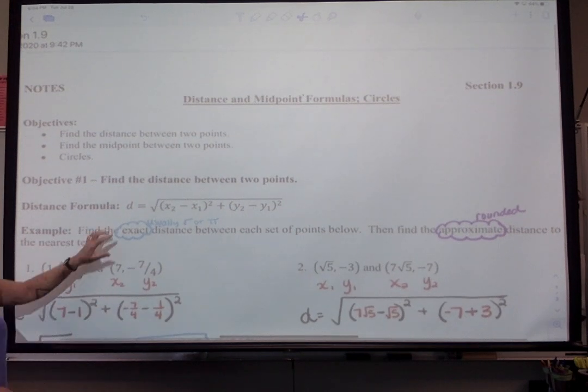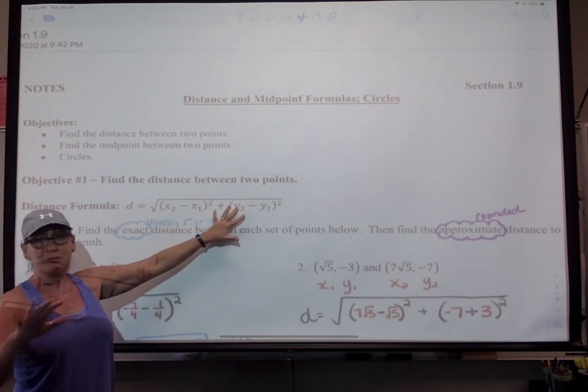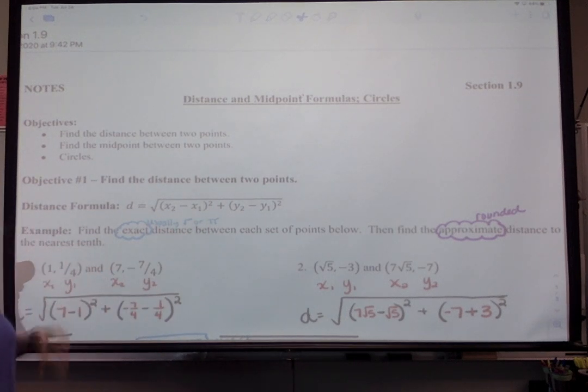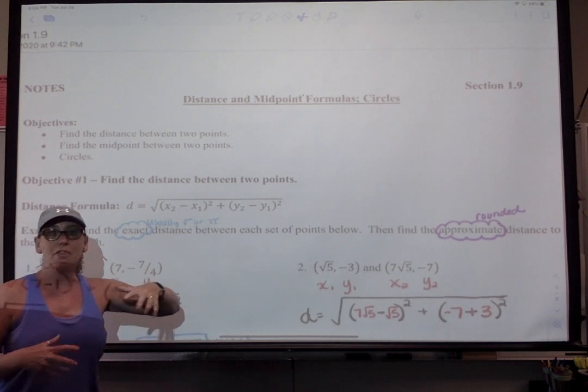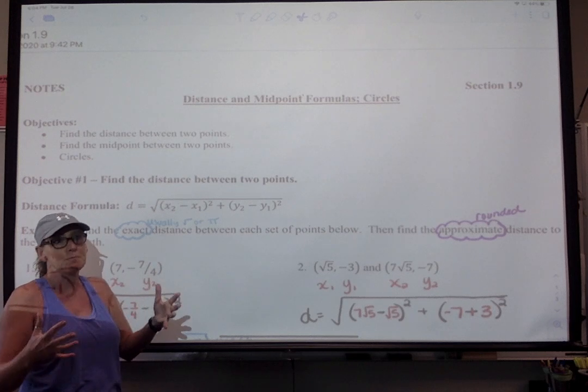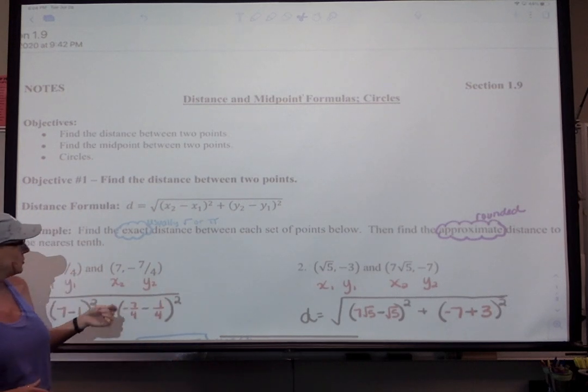Something I want to point out on all these formulas, you don't have to memorize them. They're going to be given to you on a test or quiz, but we don't tell you what things represent. So you have to know how to use them and what to plug into them.